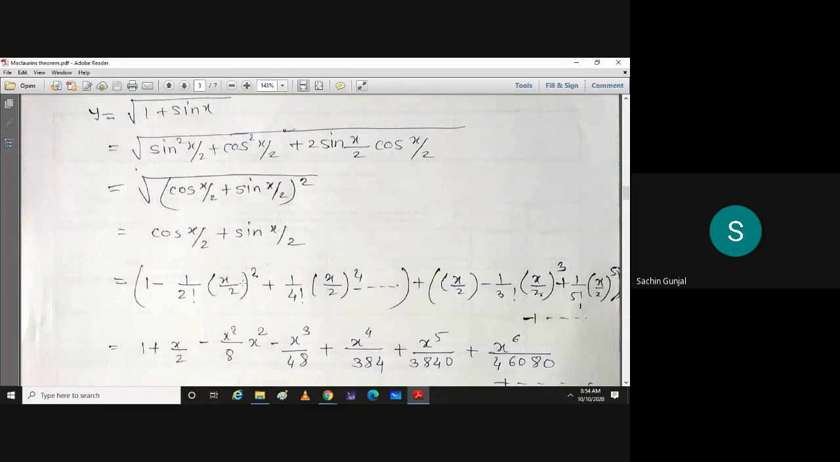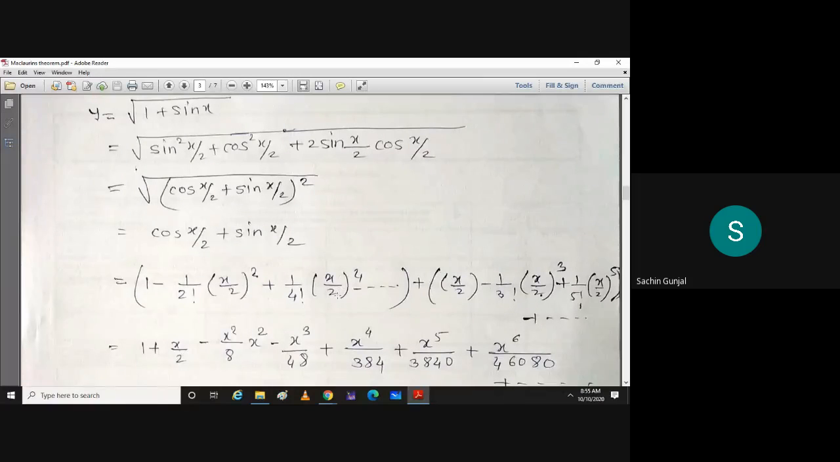So x square by 4 into 2. Okay, so 1 by 8 into x square. Then the terms of x cube. So it is 1 by 8 into 3 factorial, that is 6. So x cube by 48. Do you understand what I am doing? I'm writing in ascending powers of x, isn't it? Okay. And then x raised to 4.